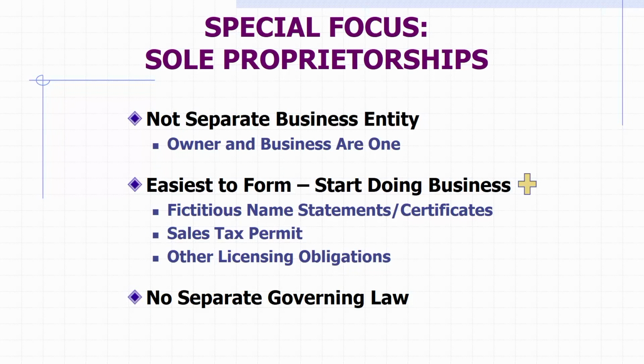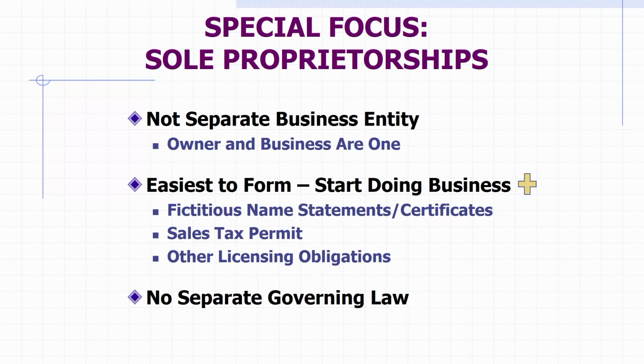All right, we started out the very first class looking at sole proprietorships. We talked about the fact that they're not a separate business entity. The owner and the business are one and the same. This used to be the most popular form of business entity because it was the easiest to form. You basically just started doing business. And the only thing you might have to get is a fictitious name certificate.